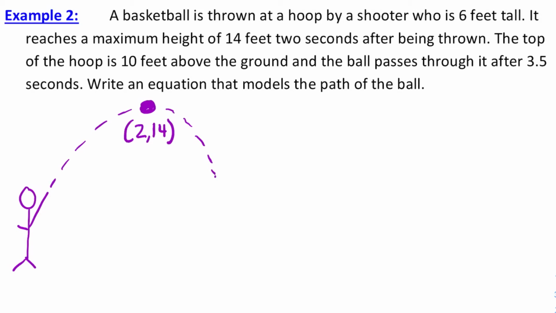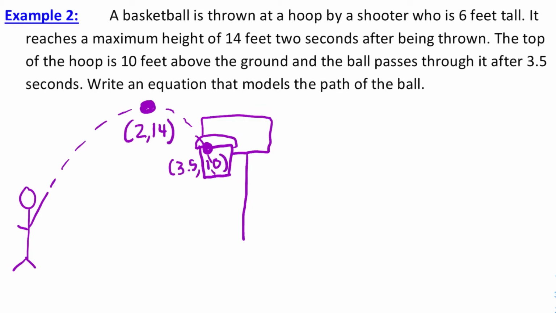So after 2 seconds, it's 14 feet in the air. That's its maximum. So that's supposed to be my vertex of my parabola. And then that's supposed to be a basketball hoop. And the hoop is 10 feet above the ground, and the ball is passing through it at 3.5 seconds after it's shot. We also have another potential point.